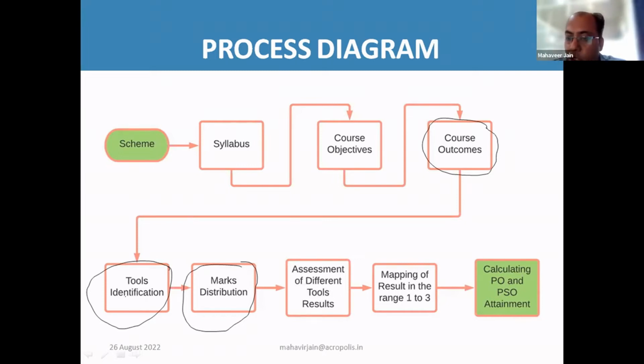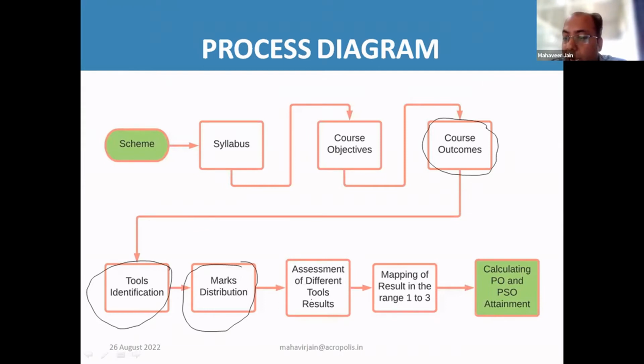If tools are given from the university side, they can be taken, and you can also add your own assessment methods. After that, we come to the marks distribution. For the assessment methods we have identified, how much weightage do we give? Sometimes a test can be of 20 marks, a quiz of 10 marks, a presentation of 5 marks, and any other method can have some weightage also. So you need to identify the weightage and assign it.